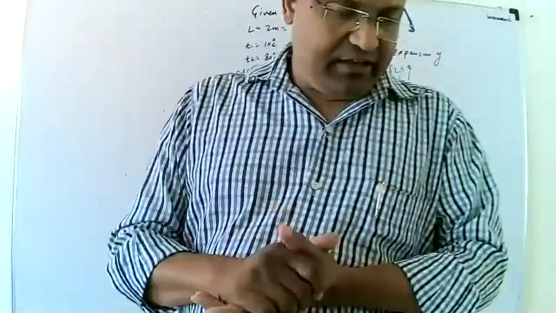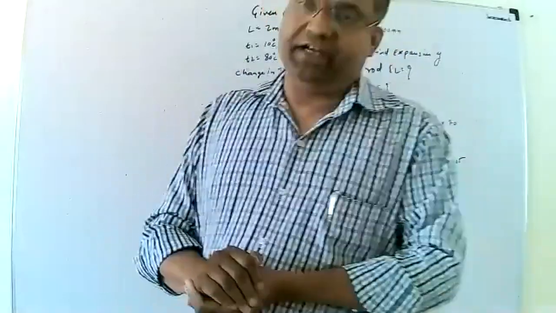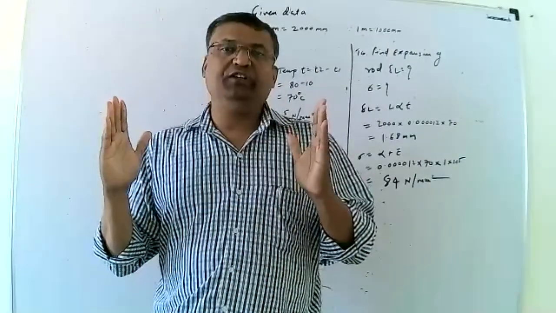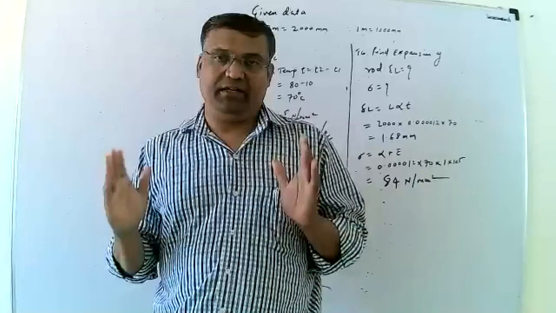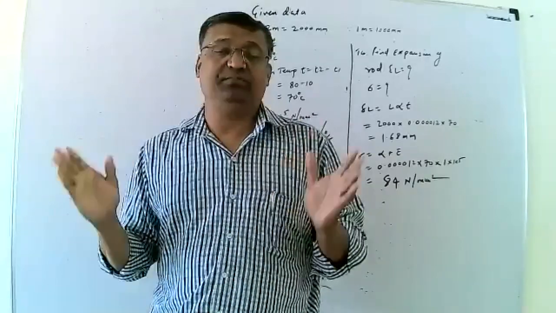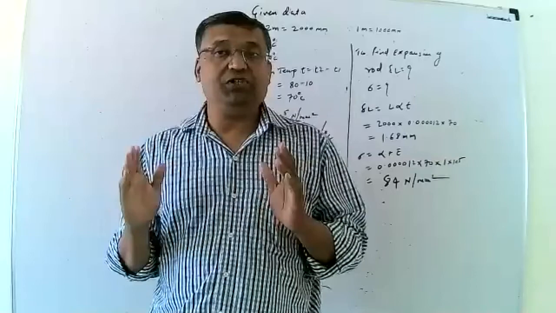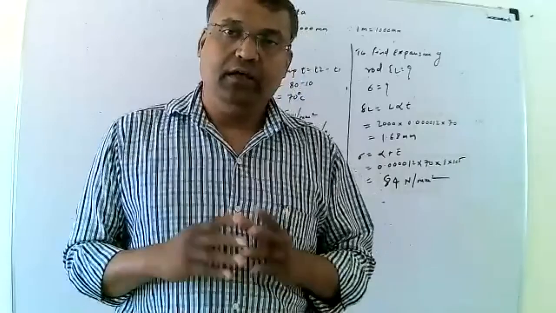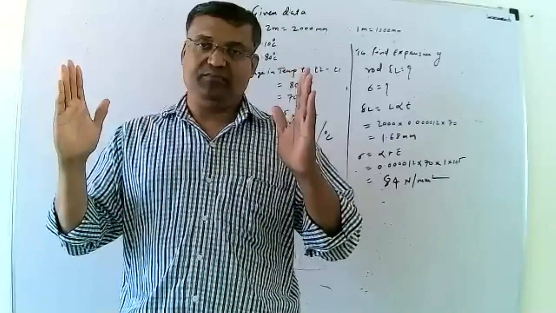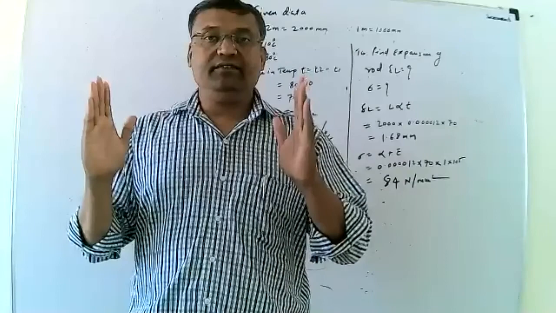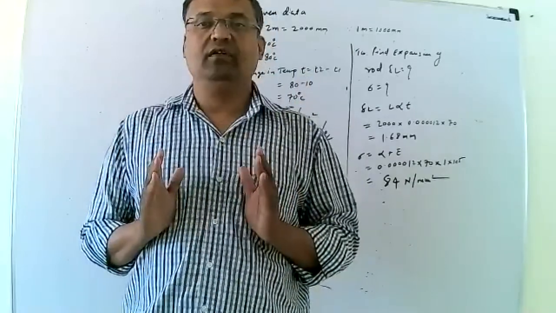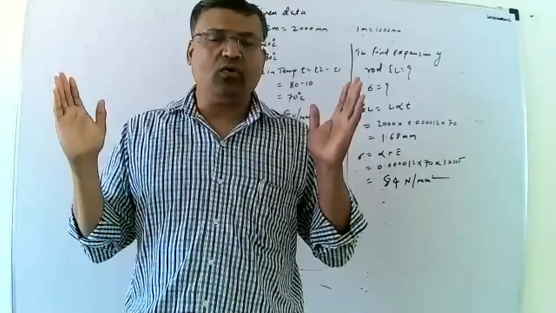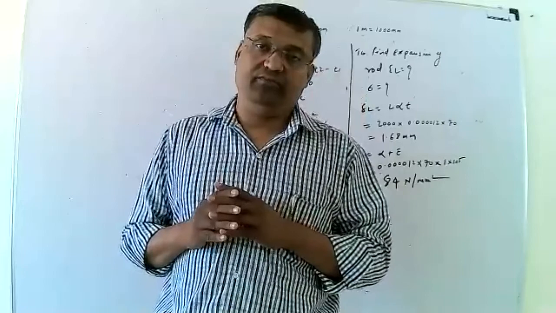Find the temperature stresses when the expansion of the rod is fully prevented. Prevented means that we provide two supports to the specimen, because the supports prevent the expansion of the bar. If we provide two supports, what will happen? If the temperature rises, the supports will prevent the expansion of the specimen.